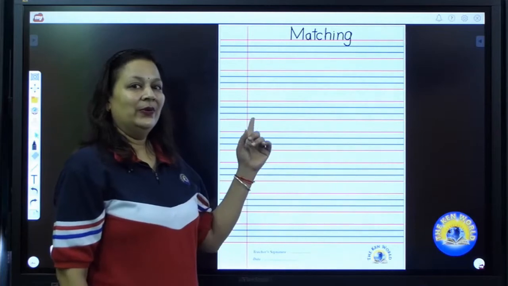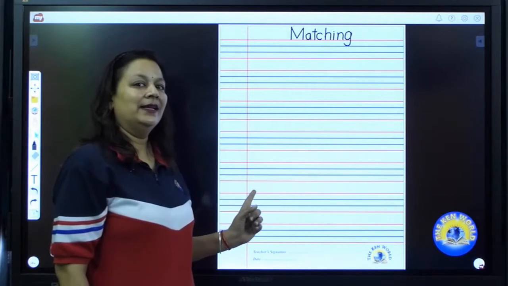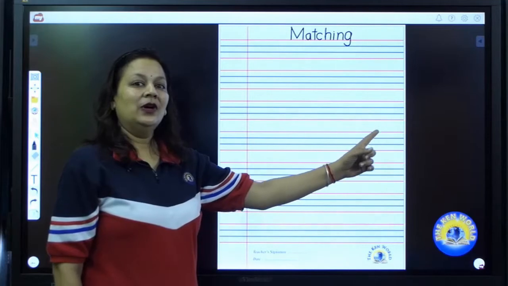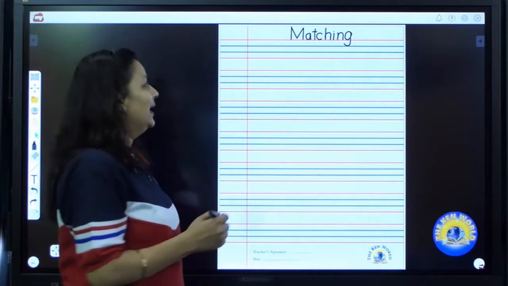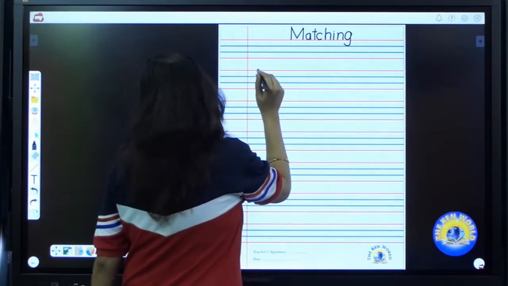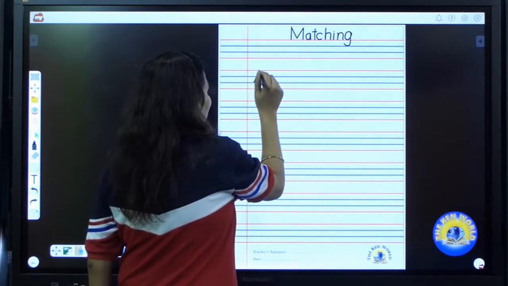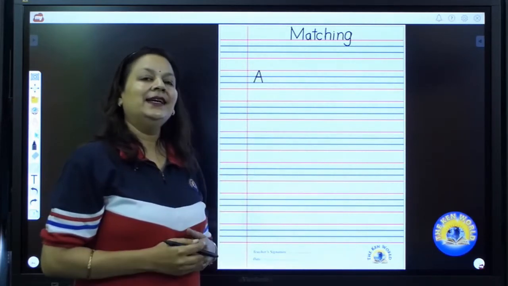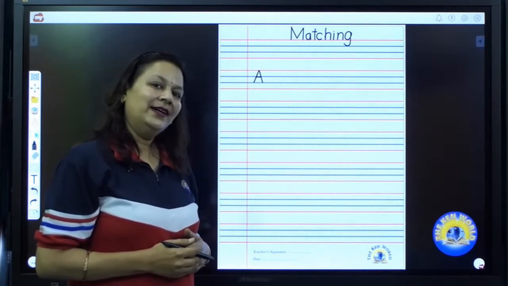So we are going to match two columns. So we have to write capital letters in one column and shuffle the small letters in other column. We are going to write capital A. Write it from the second row. A. Now it's your turn to write A. All of you have done?